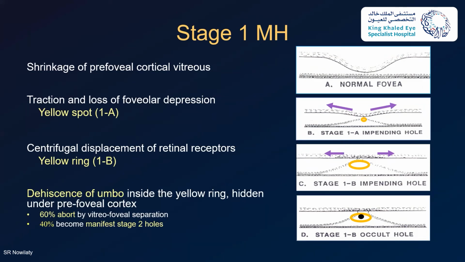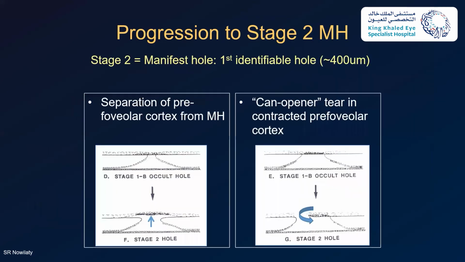You cannot see this clinically, but this is adhesive in the center here, under the prefoveal cortex, so you can't really see it because the vitreous cortex hides it. Now, this can abort if the vitreous detaches. Nothing happens, things go back in place, everything is okay.